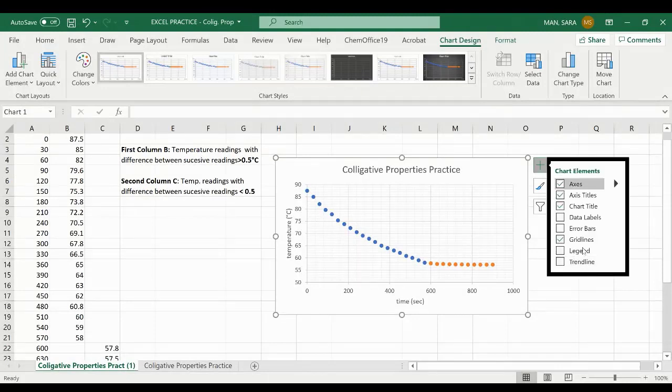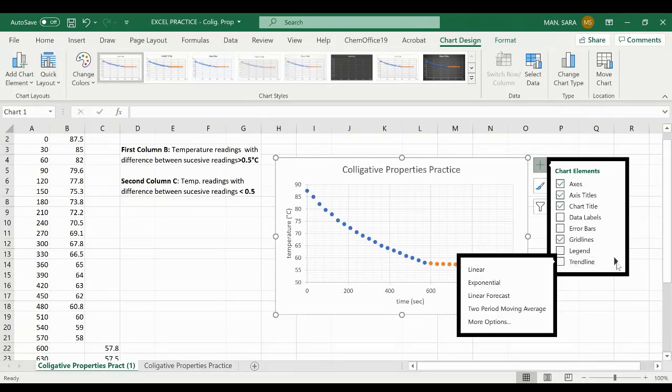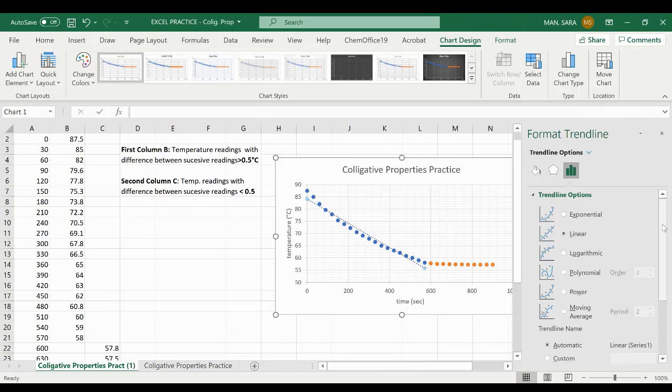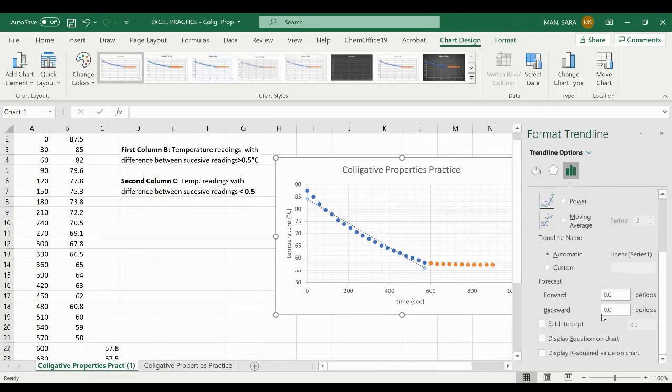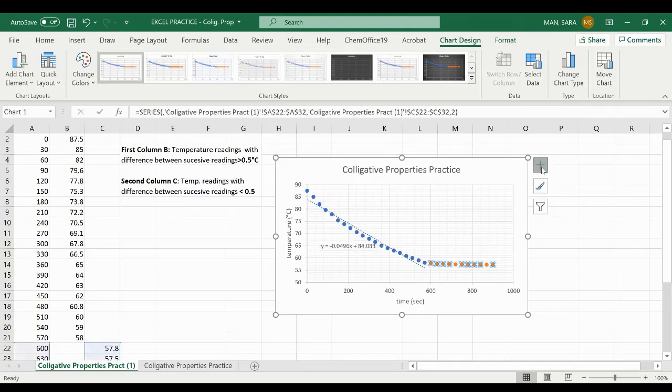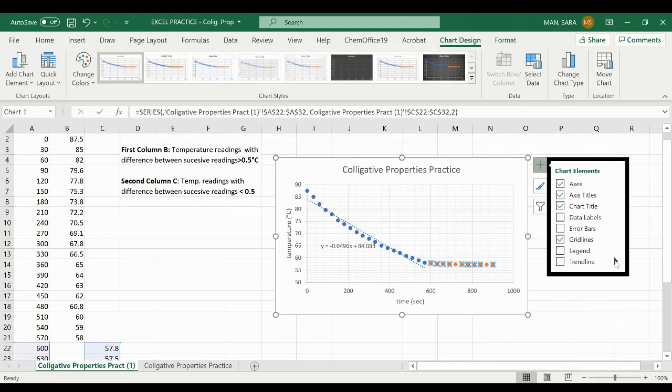So you are going to go to the plus. Instead of clicking here on trend line, you are going to click on the arrow, then on more options. We are going to do the series 1 first, and then we scroll down and we want to display the equation on the chart. And now this equation is the linear equation of this first part of the curve. And now we have to do the same for the second series.